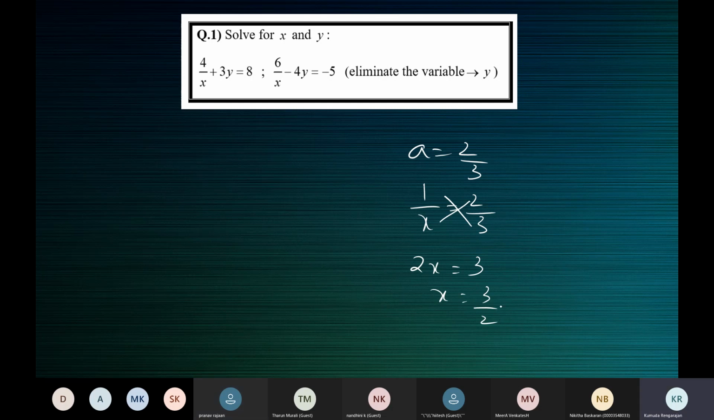Okay, you can also do it like this. What I said was take reciprocals on both the sides. The reciprocal of 1 by x is x, and the reciprocal of 2 by 3 is 3 by 2. So x is equal to 3 by 2. You can also cross multiply like this.